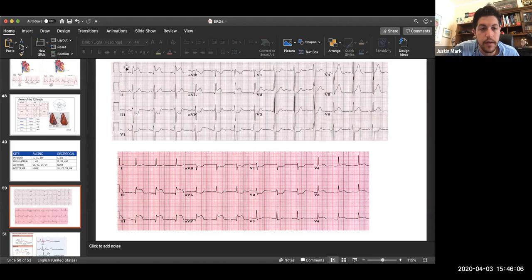So again, right here we have ST elevation. Right here we have ST elevation, and then here this is ST elevation, I think. Yeah.